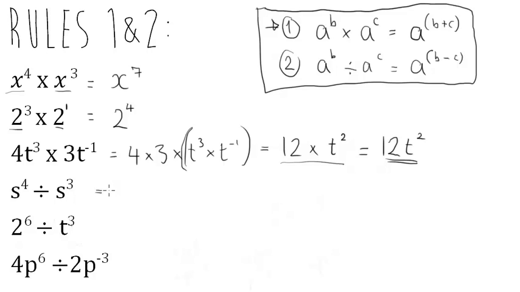Okay, now we're going on to the division. A little bit different, but very similar. We've got here s to the power of 4 divided by s to 3. So again, we check to see if the base is the same. It is, so we can use rule number 2. Okay? So that's just s to the power of b minus c. So 4 minus 3 is just 1. Okay? And as we said, any number to the power of 1 is just the number itself, so we just leave that as s. Okay?